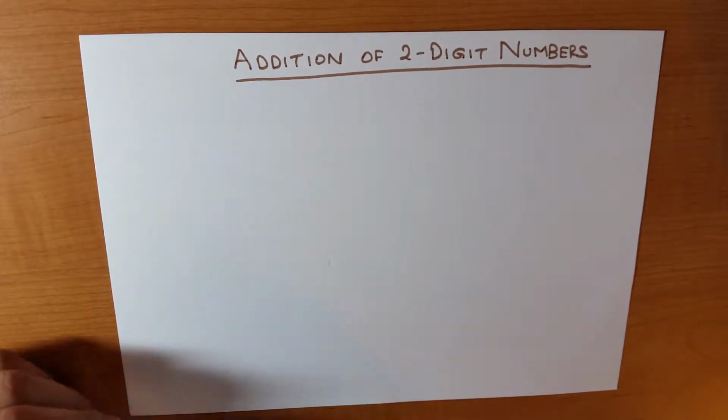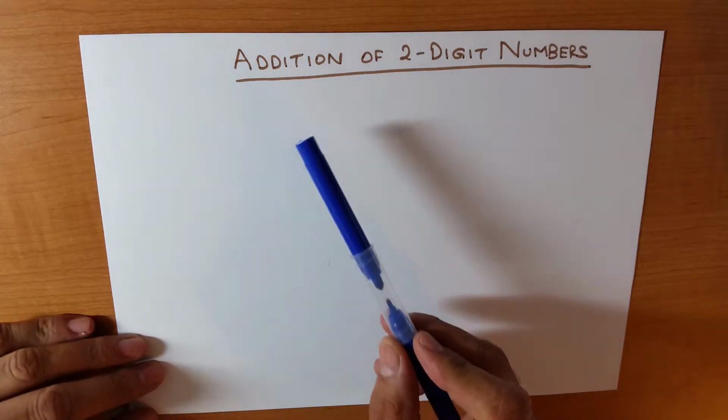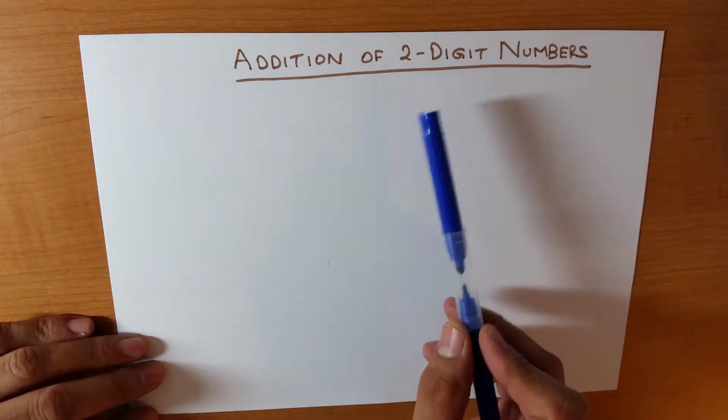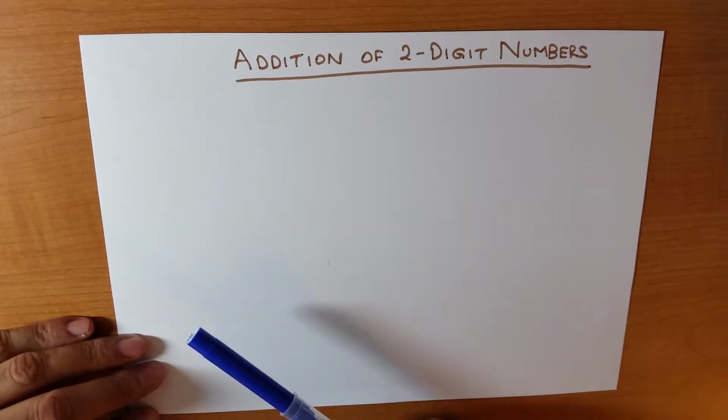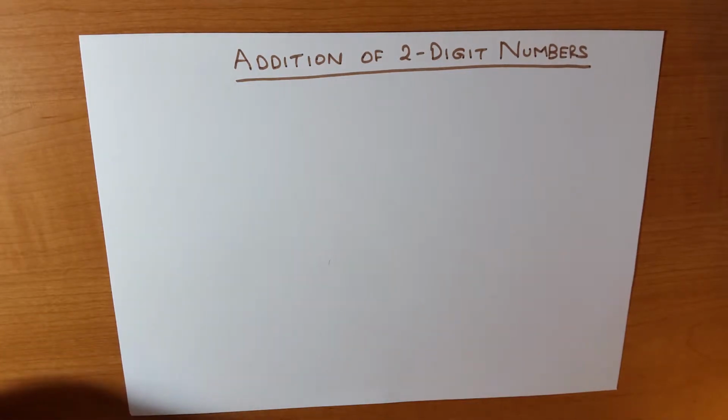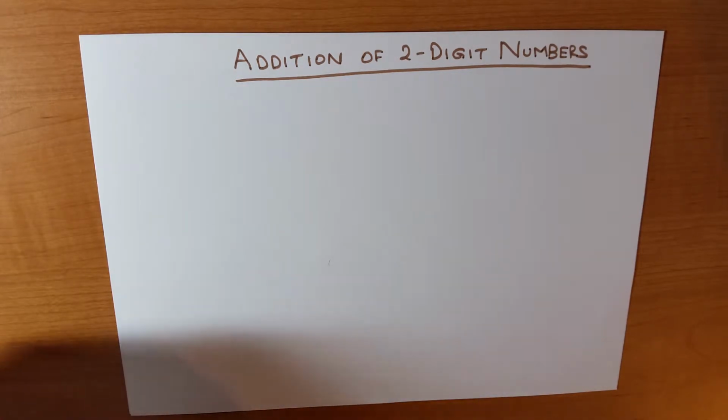In this tutorial, we will go through the addition of two-digit numbers using the vertical format, also known as long addition. It is known as long addition when you are adding numbers and long subtraction when you are taking away numbers. So let's start with an example.